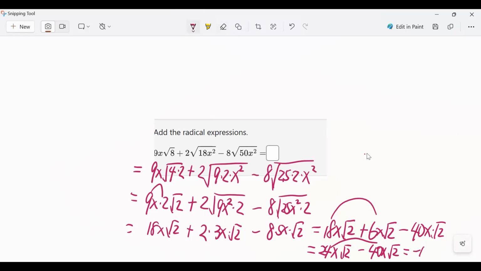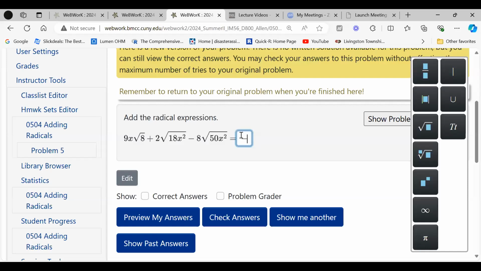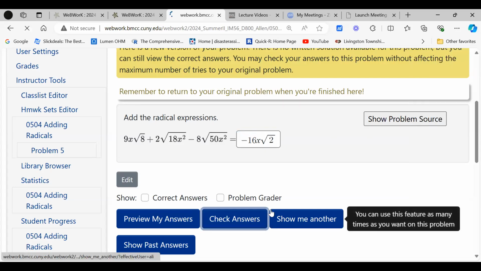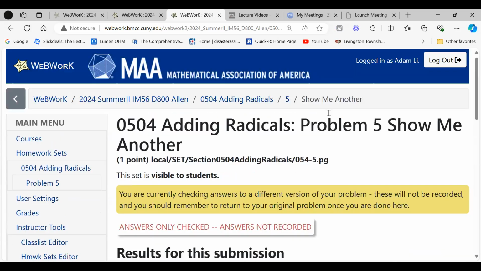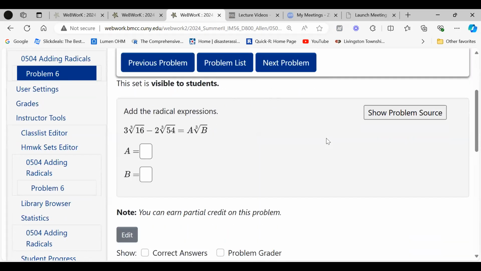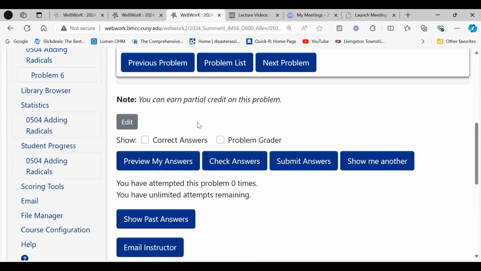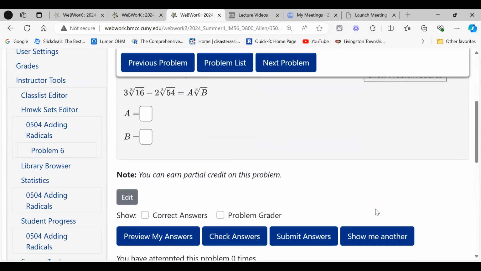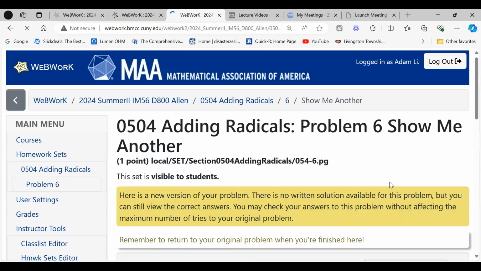Any questions about this? That's a pretty good answer. Check it. Minus 16x radical 2. Yep, it's perfect. Okay, so we have a couple of terms and need to figure out what A and B are. So, yeah, you try this one.